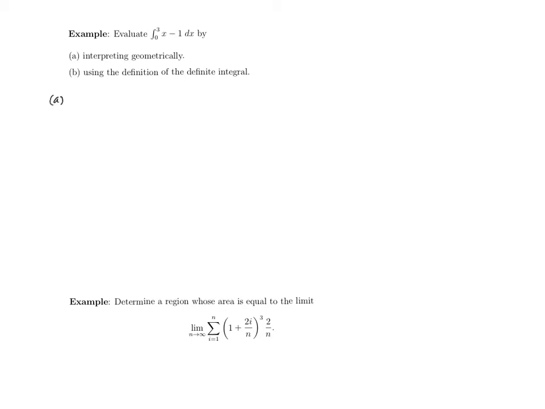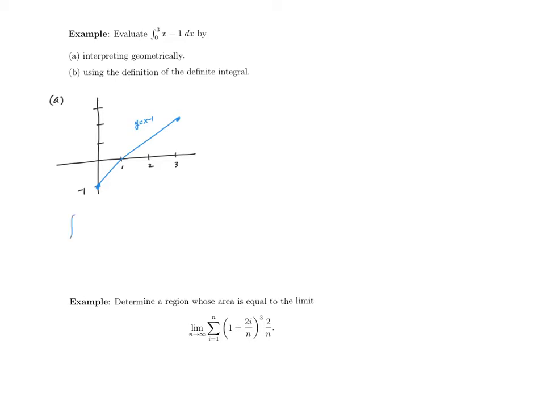So in terms of the geometric interpretation, we need to start by sketching a graph. The graph of the function y equals x minus 1 would be a line with y-intercept minus 1 and slope 1. So at 0, it hits minus 1, and at 3, its output would be 2. Roughly speaking, it looks something like this. And pretend for me that it really looks like a line.